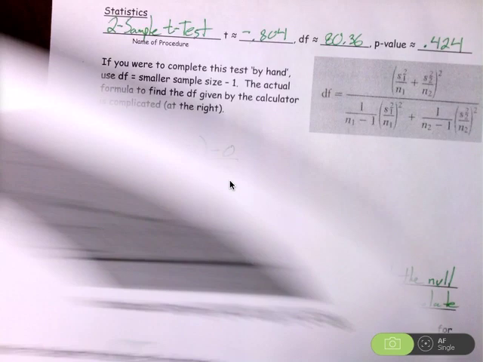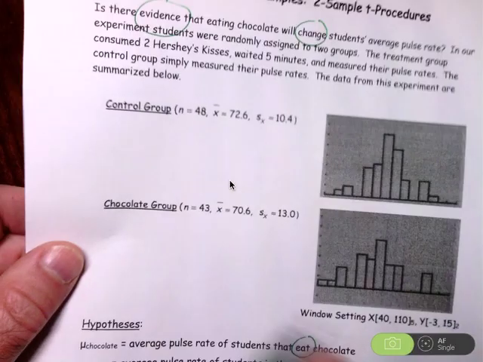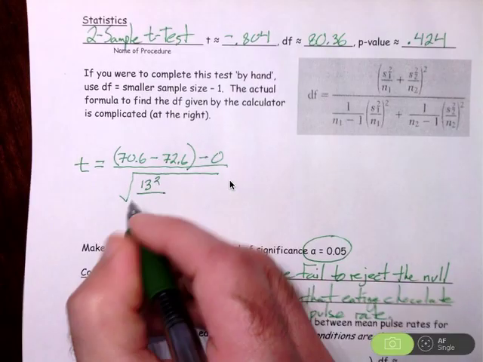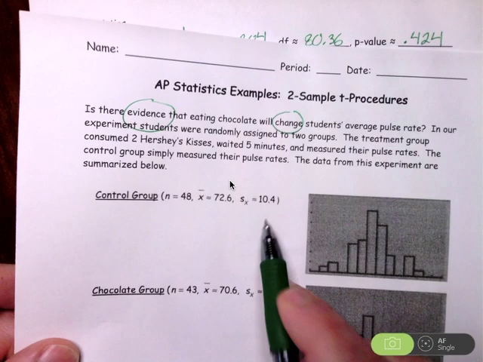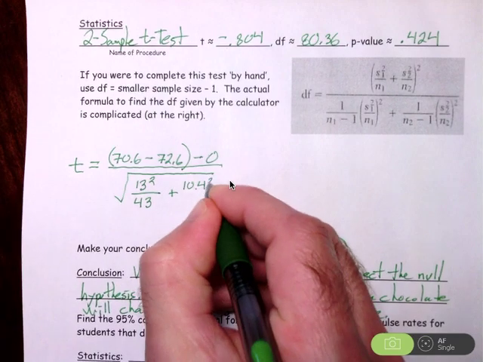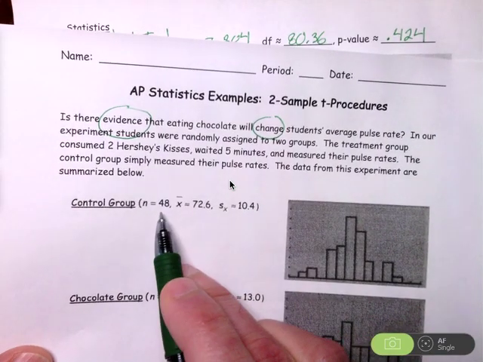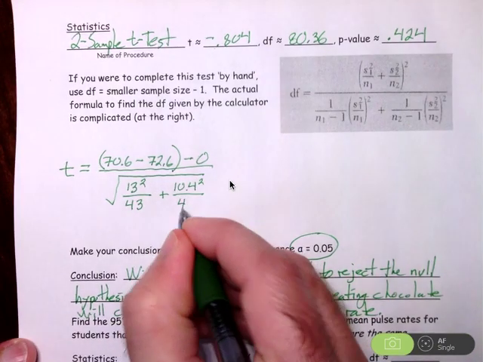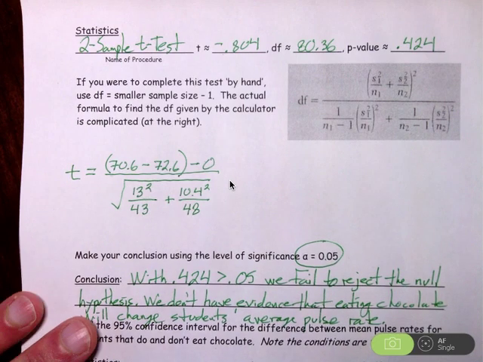So the standard deviation from the chocolate group is 13. So I need to take that and square it and divide by the sample size from that group. That's 43. Then I need to take the standard deviation from the control group, which is 10.4. I need to square that, and I need to divide by my sample size for the control group. That's the 48. So if you wanted to calculate this t-score or this standardized score by hand, that's the work.